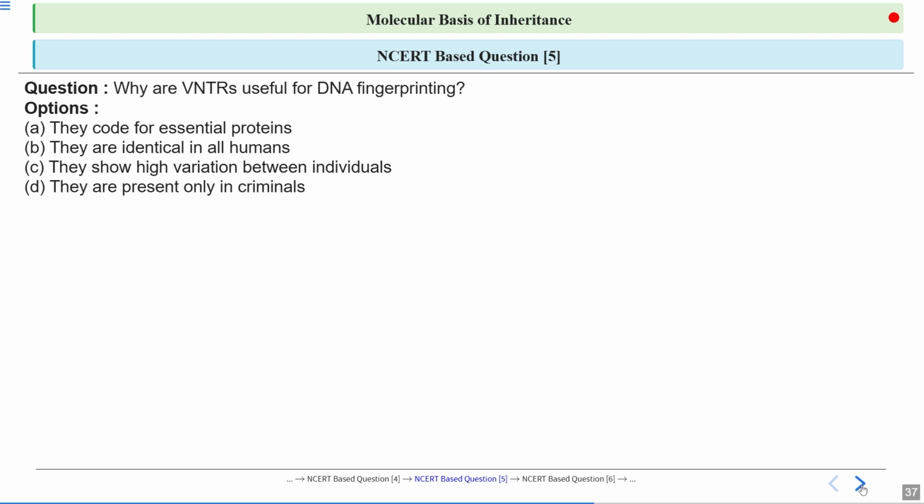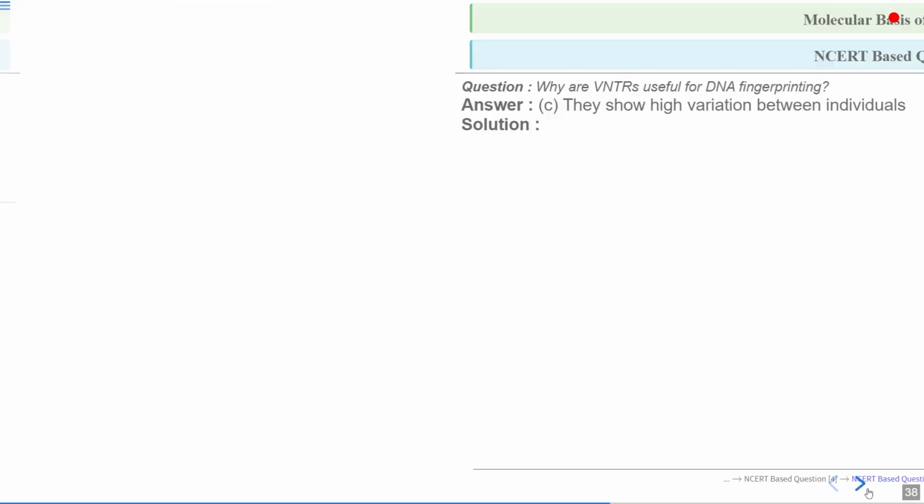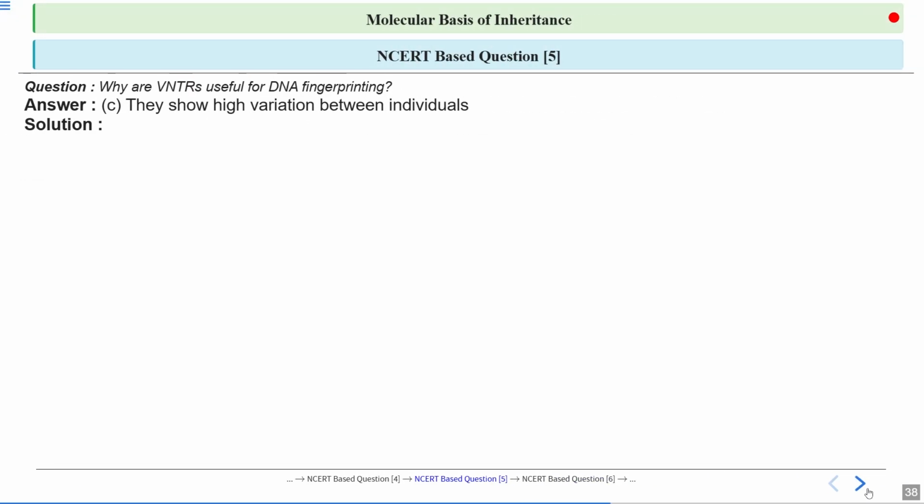Now the next question is, why are VNTRs useful for DNA fingerprinting? Either they code for essential proteins, they are identical in all humans, they show high variation between individuals, or they are present only in criminals. So we know the answer. The answer is they show high variation between individuals.